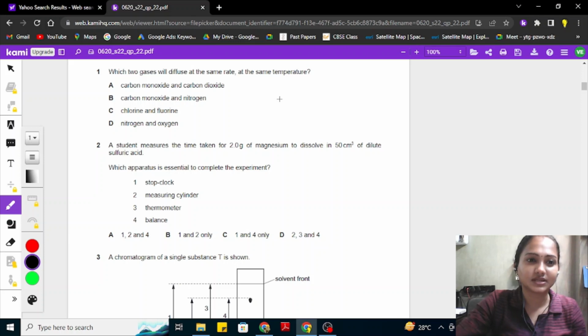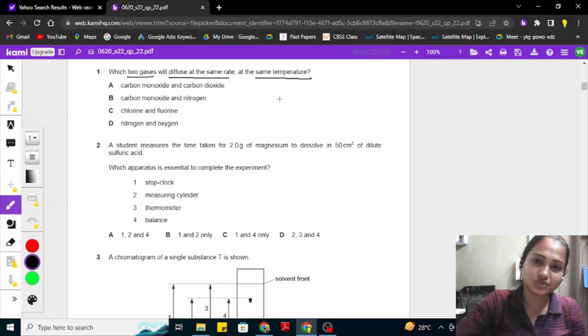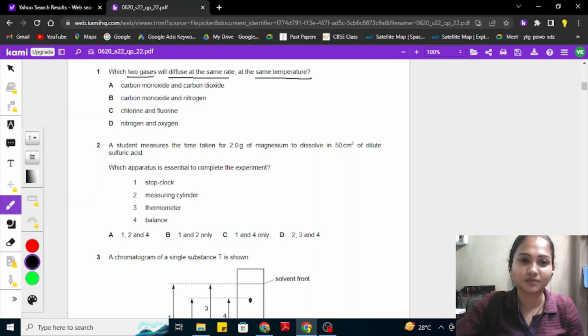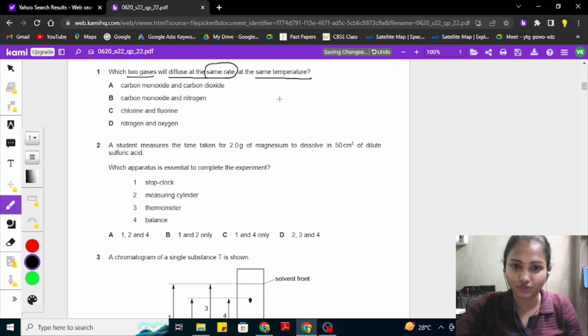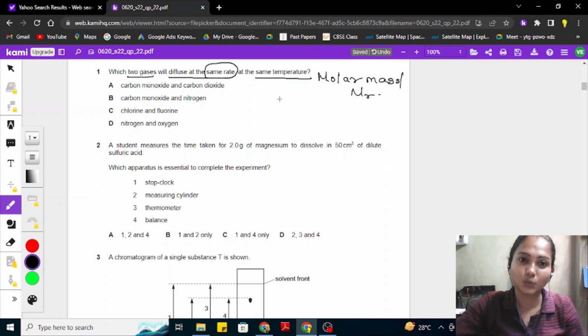The first question states, which two gases diffuse at the same rate at the same temperature? So we have to keep in mind that all these substances which are given here, they are gases. We are talking about diffusion from a region of high concentration to a region of low concentration. They should diffuse at the same rate and at the same temperature. So again, this question is about the molar mass and the molecular mass. The two substances which will have the same Mr will have the same rate of diffusion at the same temperature.